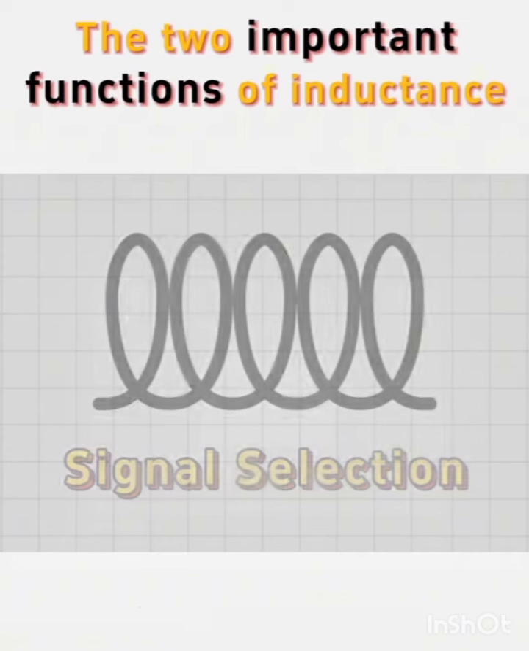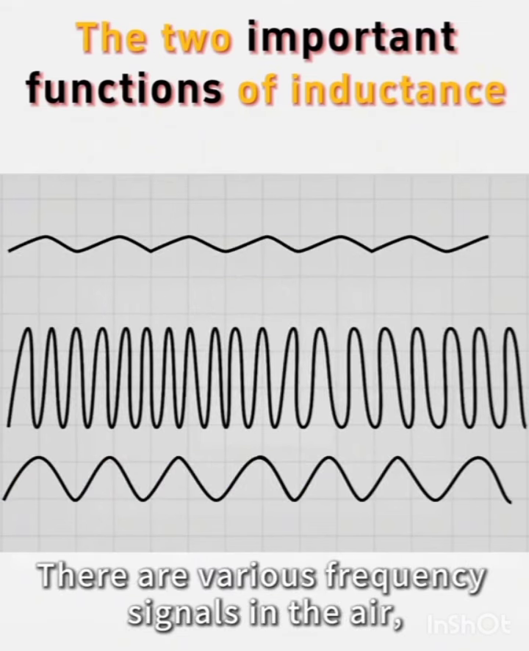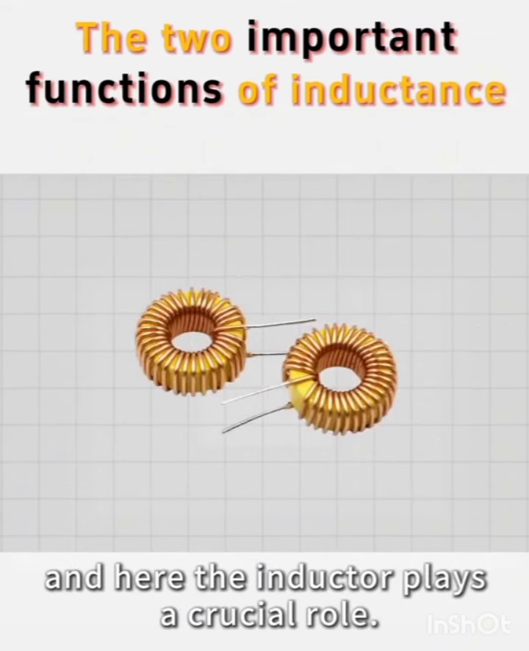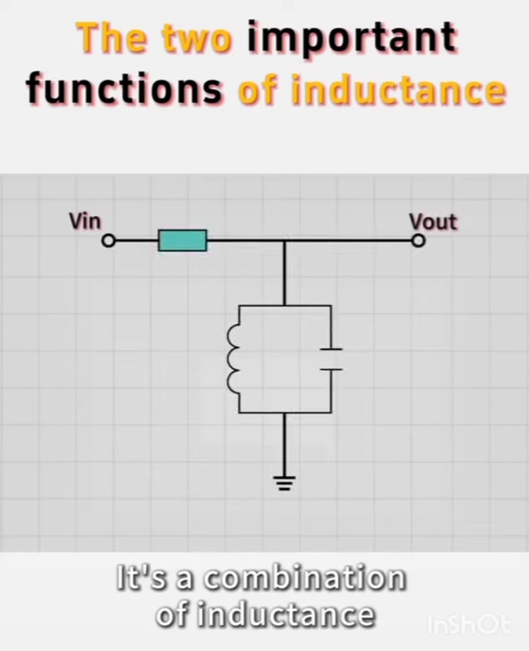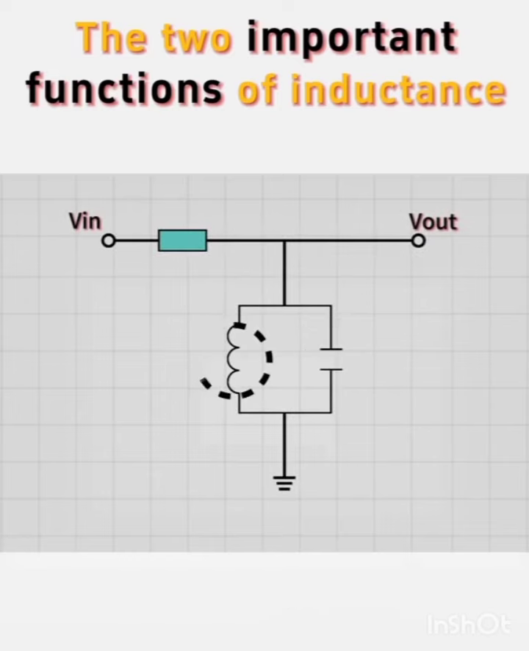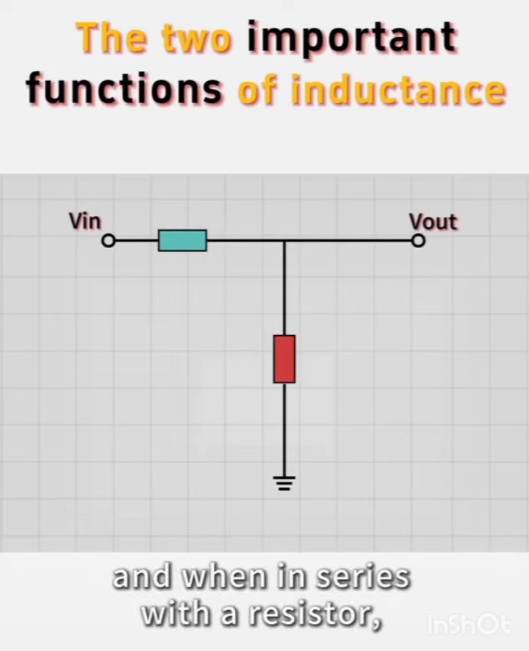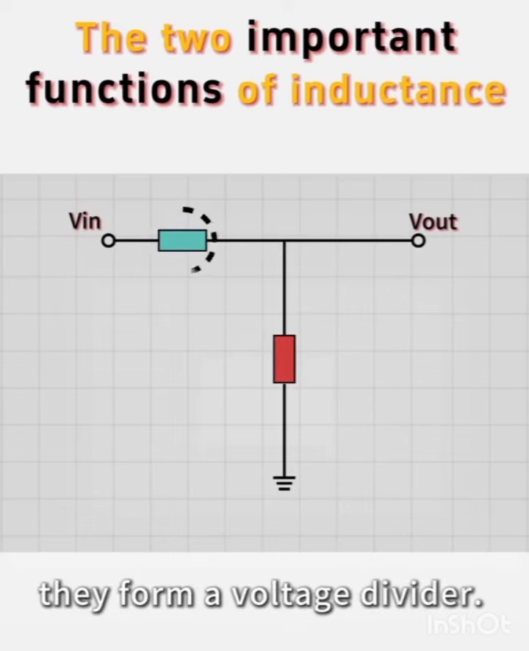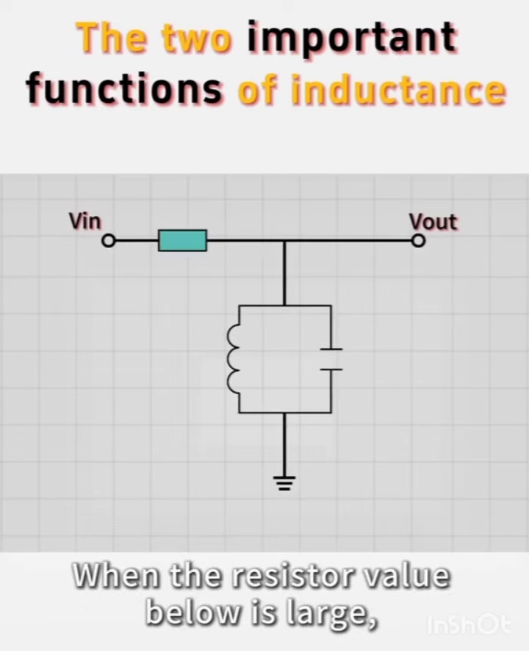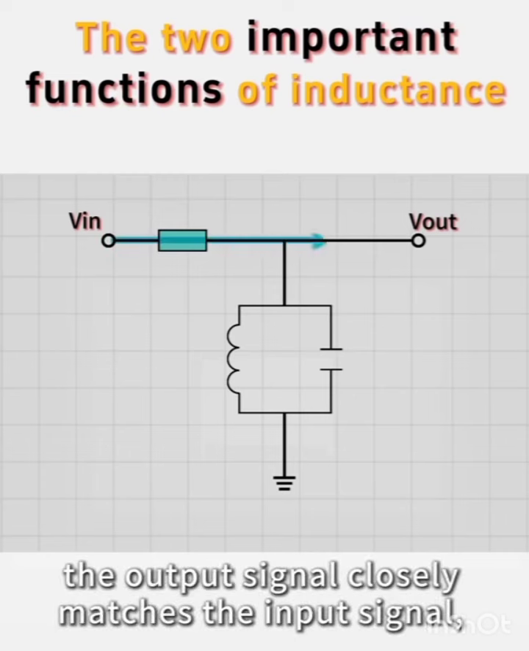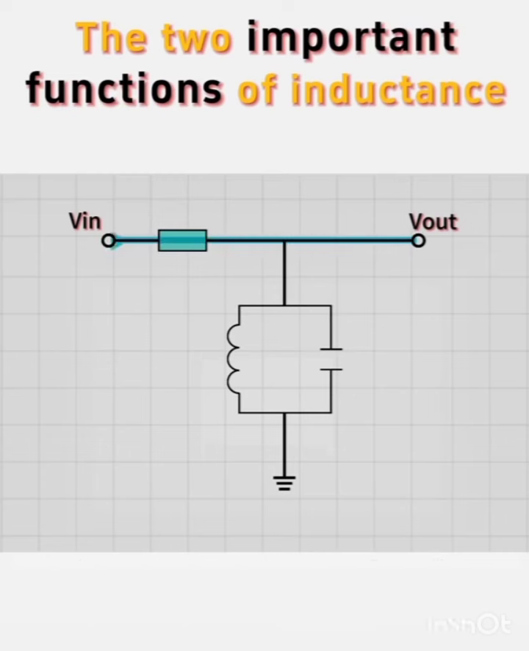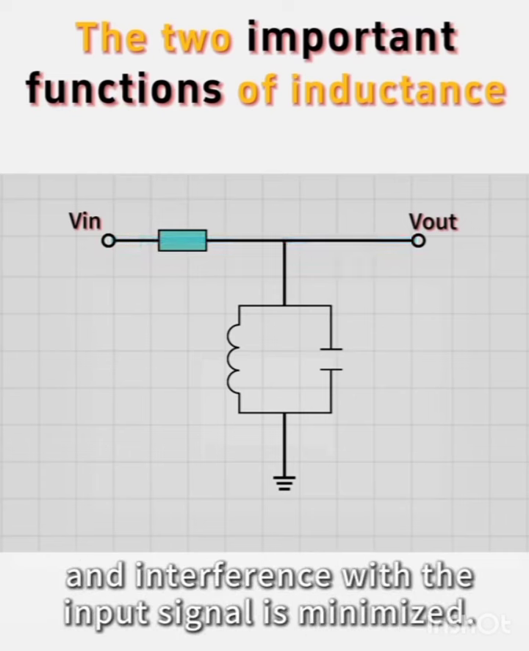Signal selection. There are various frequency signals in the air, and here the inductor plays a crucial role. It's a combination of inductance and capacitance. The inductor and capacitor can be viewed as a resistance, and when in series with a resistor, they form a voltage divider. When the resistor value below is large, the output signal closely matches the input signal, and interference with the input signal is minimized.